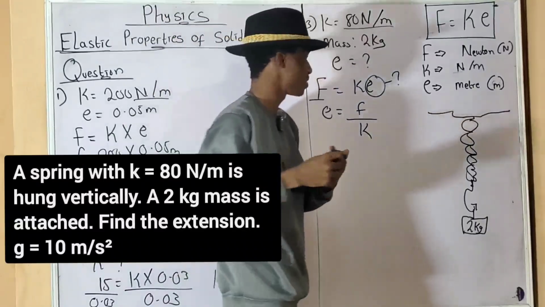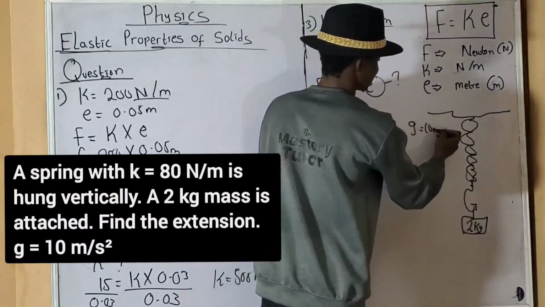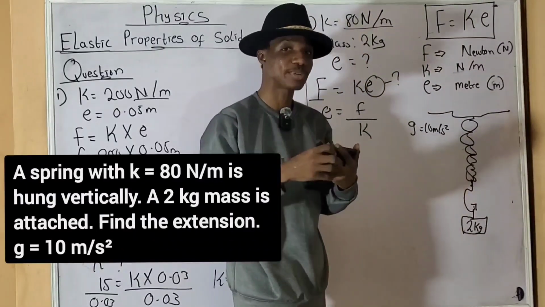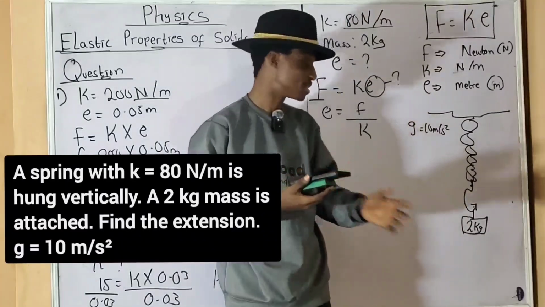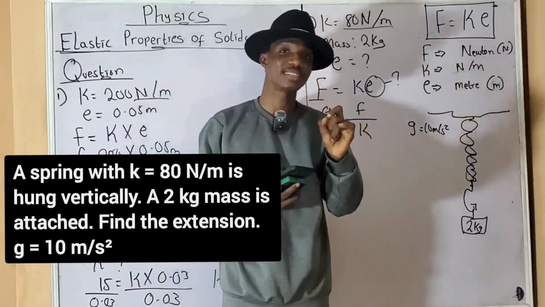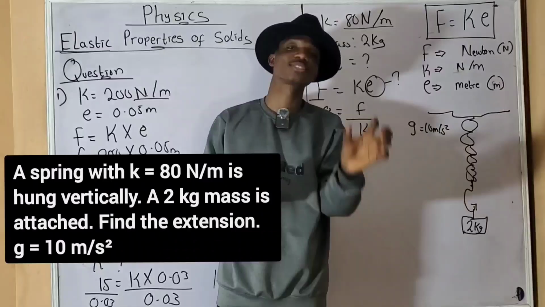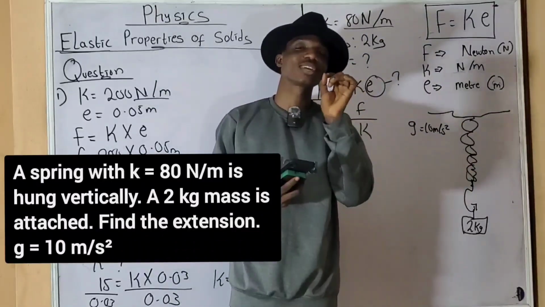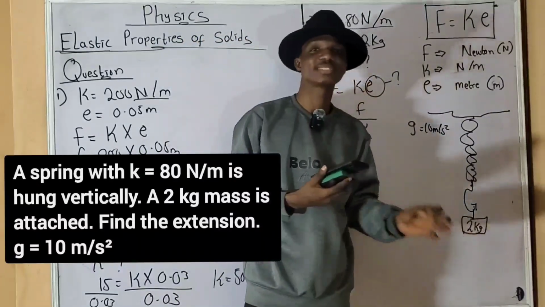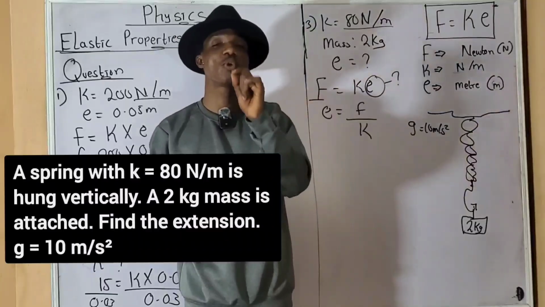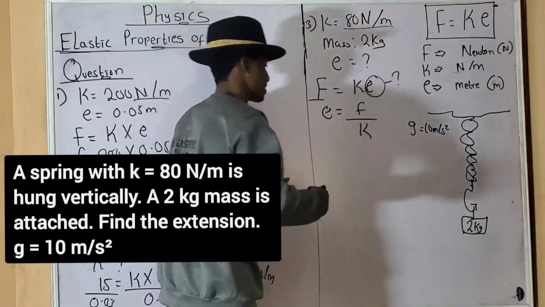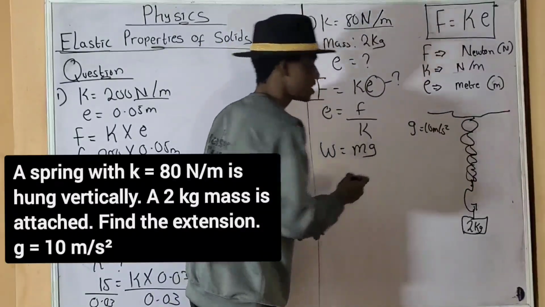The question is this. We are given the value of g as 10 meter per second squared. Do you know that this load exerts a force on this spring? Because when the load of mass 2 kilogram is hung on the spring, it causes the spring to stretch. Are you getting it? And I told you that when any elastic material stretches, what causes it to stretch is force. So that means this load is exerting a force on this spring. That kind of force is called weight force. Weight force is calculated as W equals mass times acceleration due to gravity.